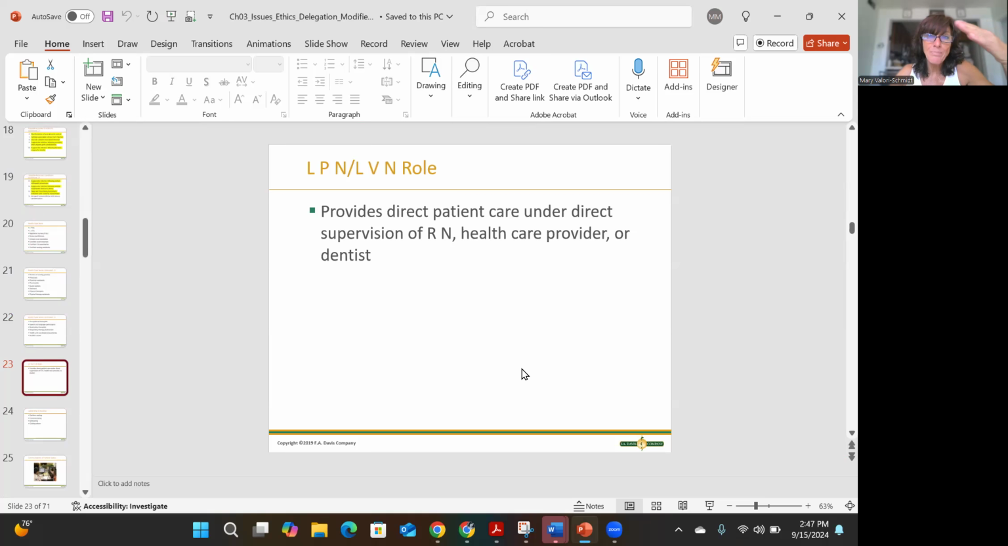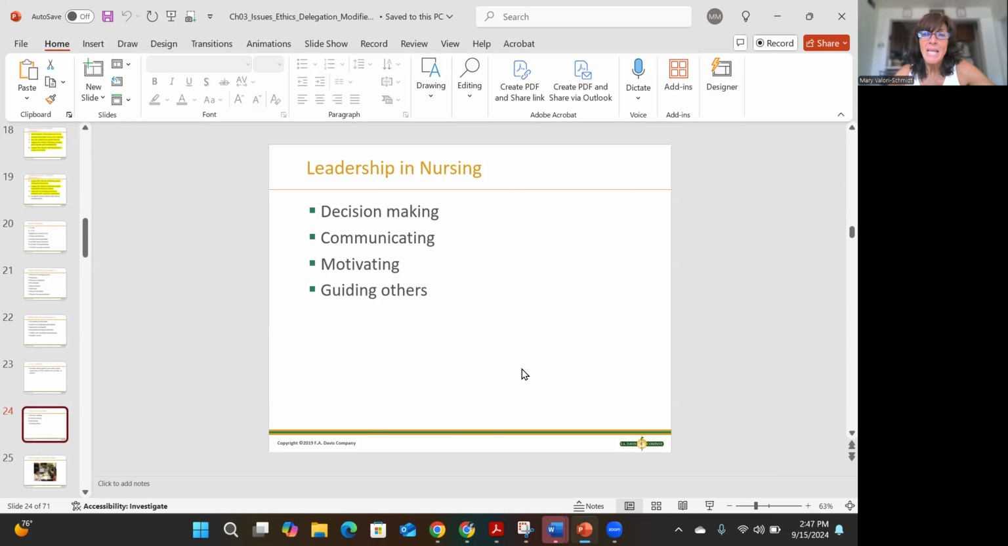So what do you do as the LPN? You are providing direct patient care, but under the direct supervision of an RN, a healthcare provider, and believe it or not, could be a dentist. Probably not for most of us.